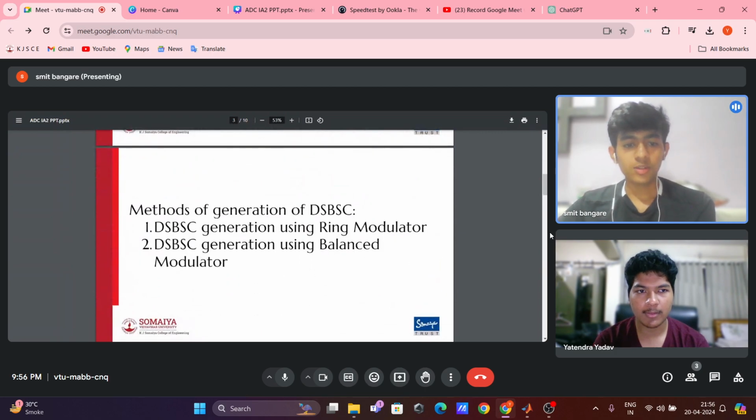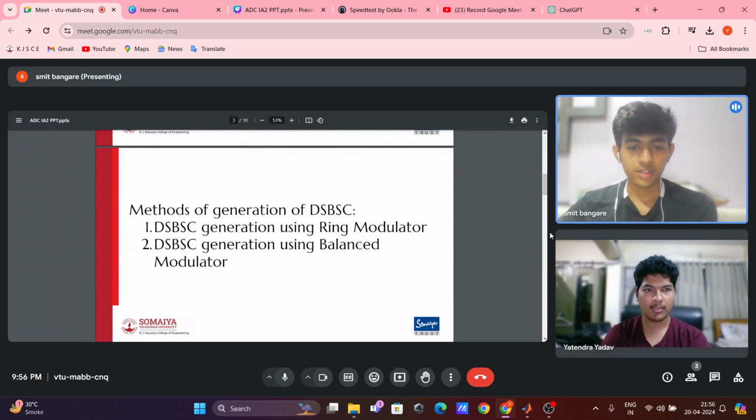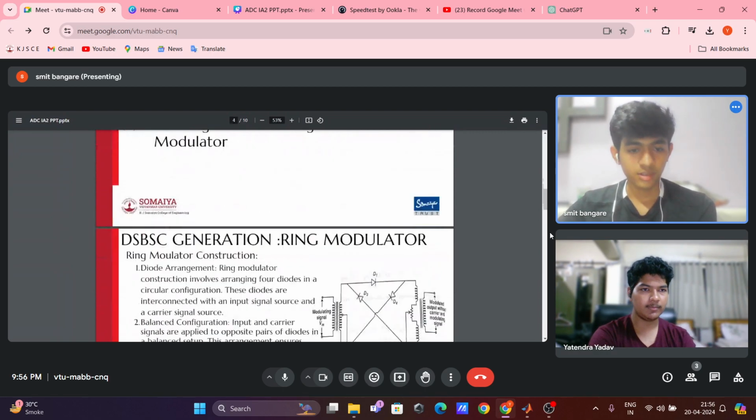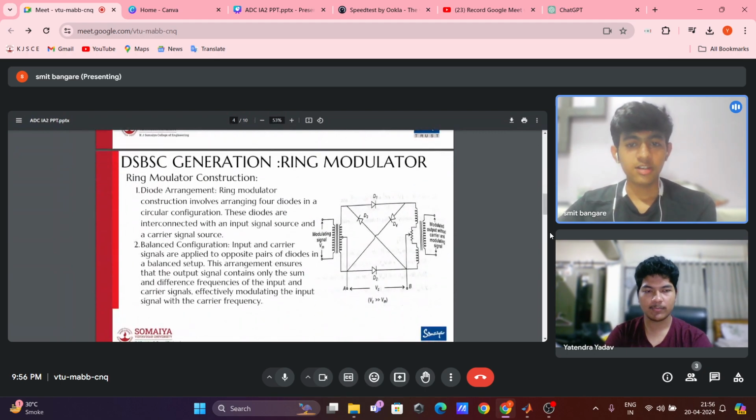So there are two forms of DSBSC. One is DSBSC generation using a ring modulator, and the second is DSBSC generation using a balanced modulator. First, DSBSC generation using a ring modulator. The ring modulator construction contains two methods: one is the diode arrangement, and the second is the balanced configuration.